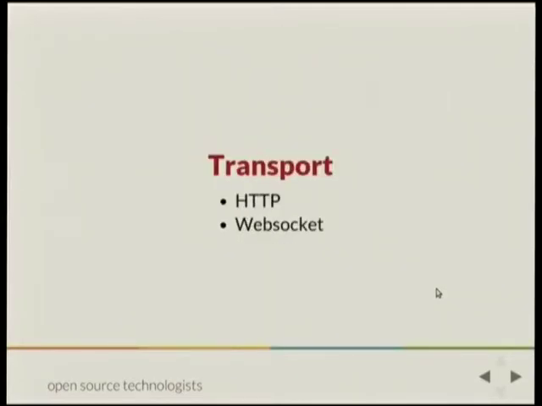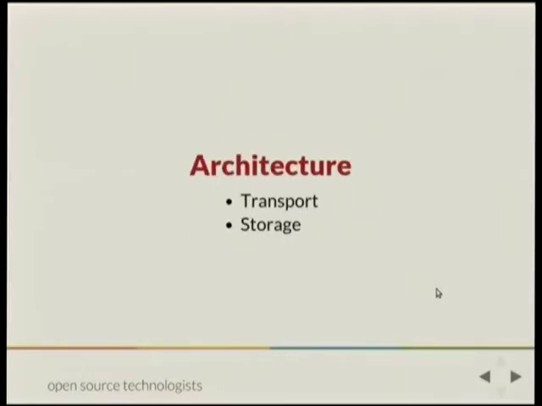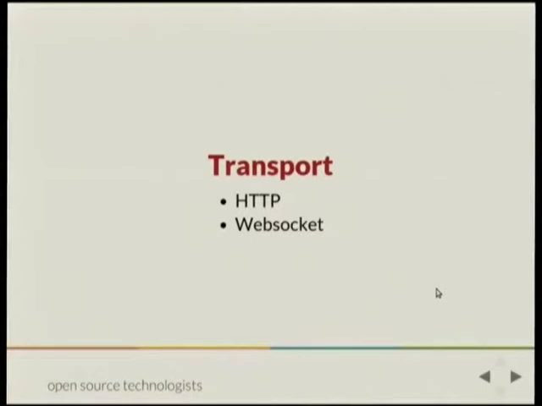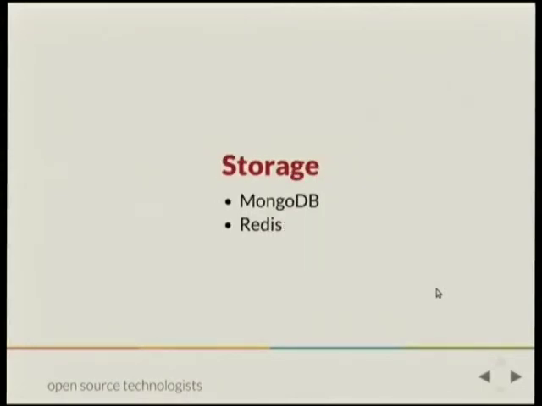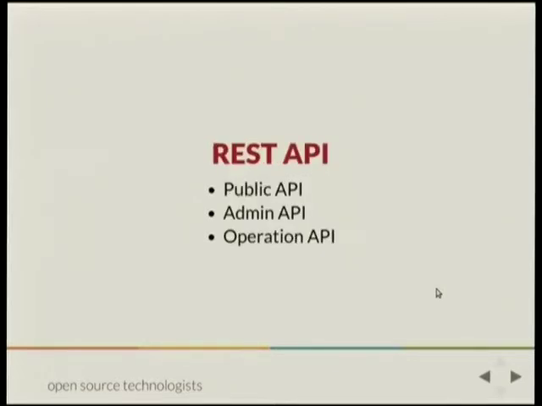So the architecture, like I mentioned, is basically just transport and storage. So it's very, very lightweight. And as a transport, we support HTTP and WebSocket. Storage is MongoDB and Redis. So the REST API. Now we have three types of REST API. So the first type is the public API. Public API means all the end users can access the public API.